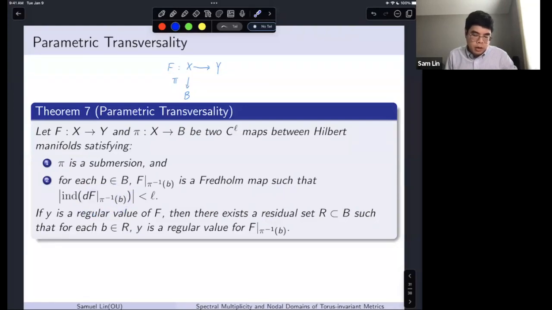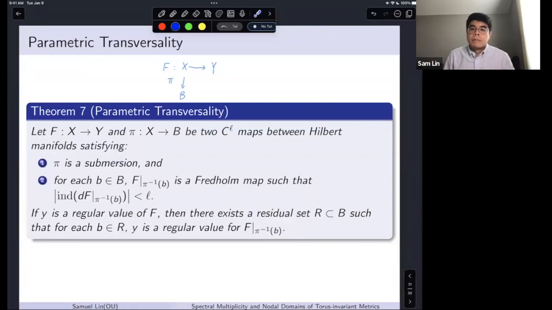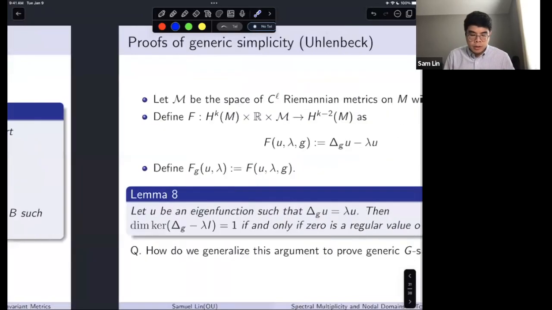such that the Fredholm index is less than L. This L is the same as the regularity here, L. The theorem says if y is a regular value of F, capital F, then there exists a residual set R inside of B, such that for each b inside of this residual set, y is a regular value for the restricted map. So that's why it's called the parametric transversality. Now let's see how Uhlenbeck proved the theorem for generic simplicity.